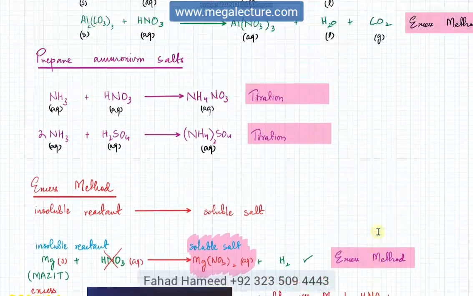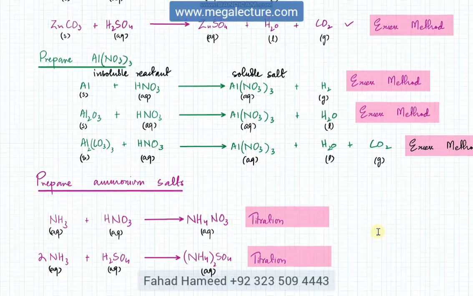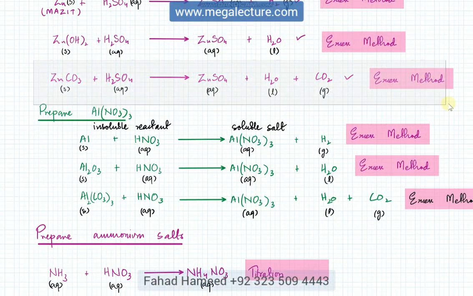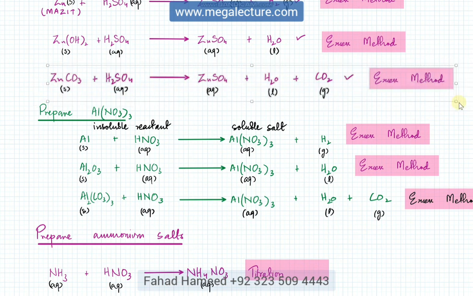Now we're going to pick another one. So an excess method. I'm just going to pick some random equation. Let's do the carbonate reaction. I'm going to copy this, and we're going to do this reaction.